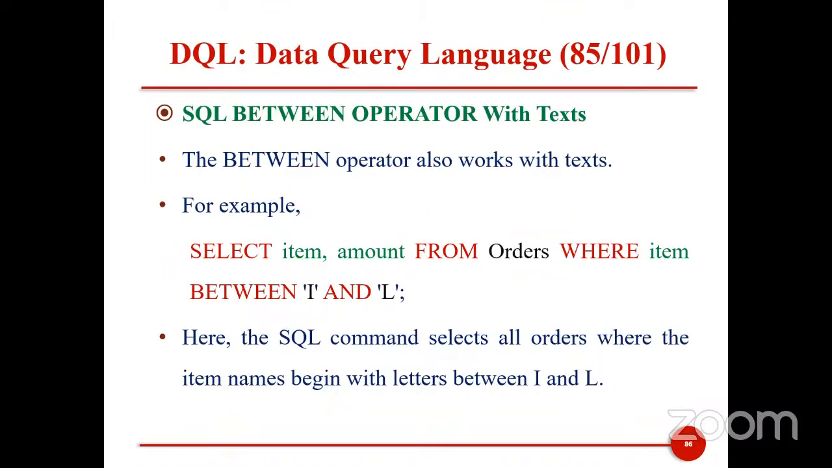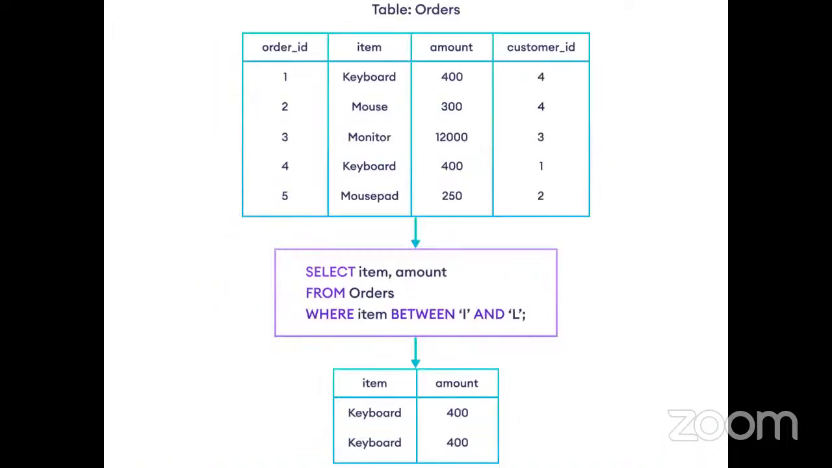Then you can also use BETWEEN with text. For example, if you want to select item and so on from orders where the item is BETWEEN I and L, which means you want the item name to be between I and L. So it will go into the table and look for the column called item. If the item has I to L, it will be able to display that for you.